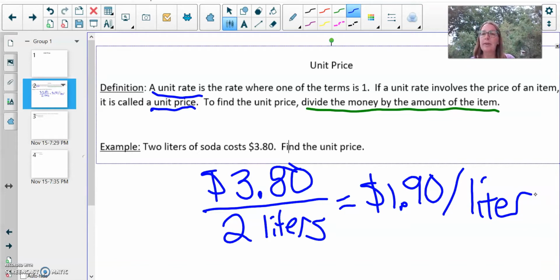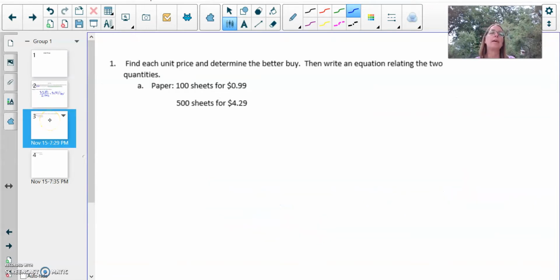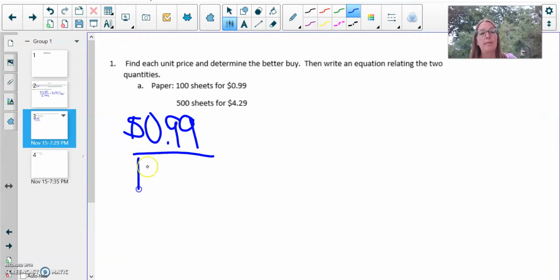Okay, and what's nice about unit rates and unit prices is you can use them to figure out which is a better buy. So find each unit price and determine the better buy. Then write an equation relating the two quantities. So paper, we can buy 100 sheets of paper for 99 cents, or we can buy 500 sheets for $4.29. So let's look at the first option. So we're going to take the 99 cents and divide it by the 100 sheets.